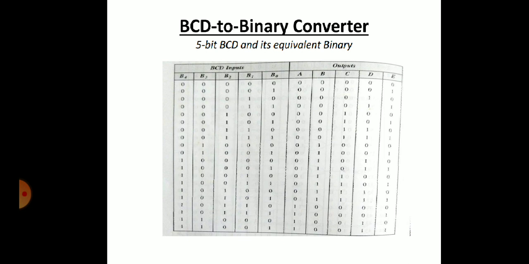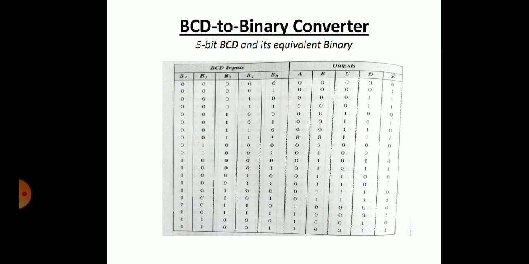Okay, so in this way you must fill the truth table first. This is a 5-bit BCD and its equivalent binary. Now what is the next step? Similarly, using this truth table, do the K-map. What will be the variables? Variables will be B4, B3, B2, B1, B0, and the K-map will be for outputs A, B, C, D, E.